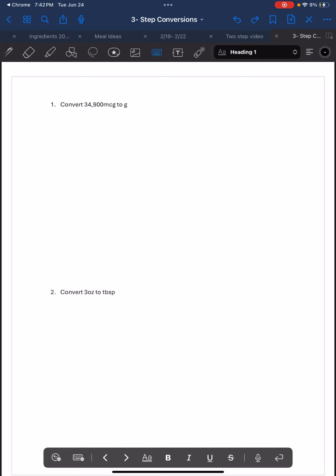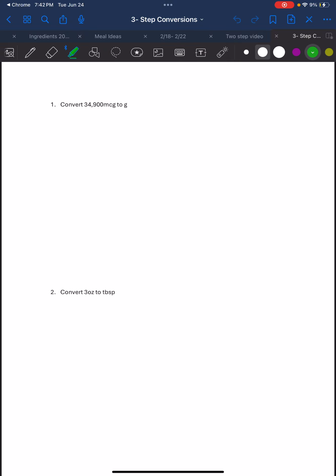Okay, this video is going to go over three-step conversions dimensional analysis, which is adding an extra step to the two-step that was in the previous video you watched. So we're still going to start with our given over 1. I'm going to highlight the given in yellow, which is 34,900 micrograms. And then we need to get to grams, which I'm going to highlight in green.